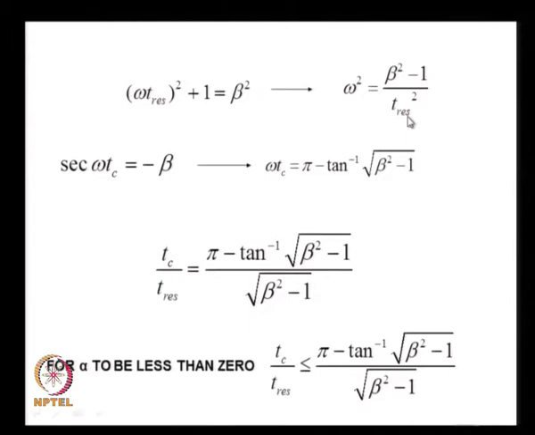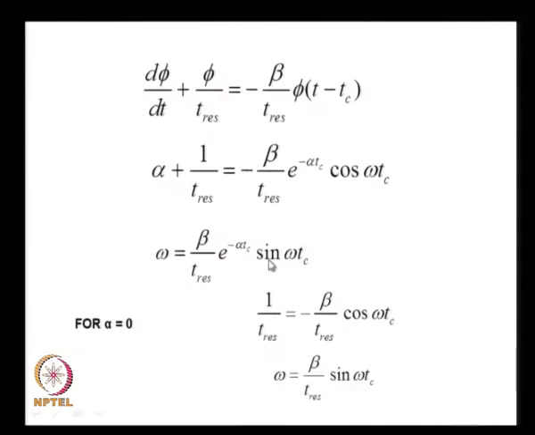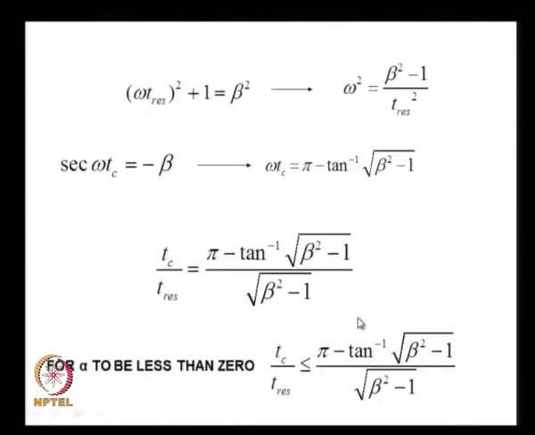I also get from the second equation here, I can now write the value at Tc, that means I get the value of cos omega Tc as equal to 1 over T residence, which cancels, it becomes 1 over beta, minus 1 over beta, which means it is in the third quadrant, and therefore I can write the value of secant of omega Tc as equal to minus beta, or the value of omega Tc is equal to pi minus tan inverse of the square root of beta square minus 1.